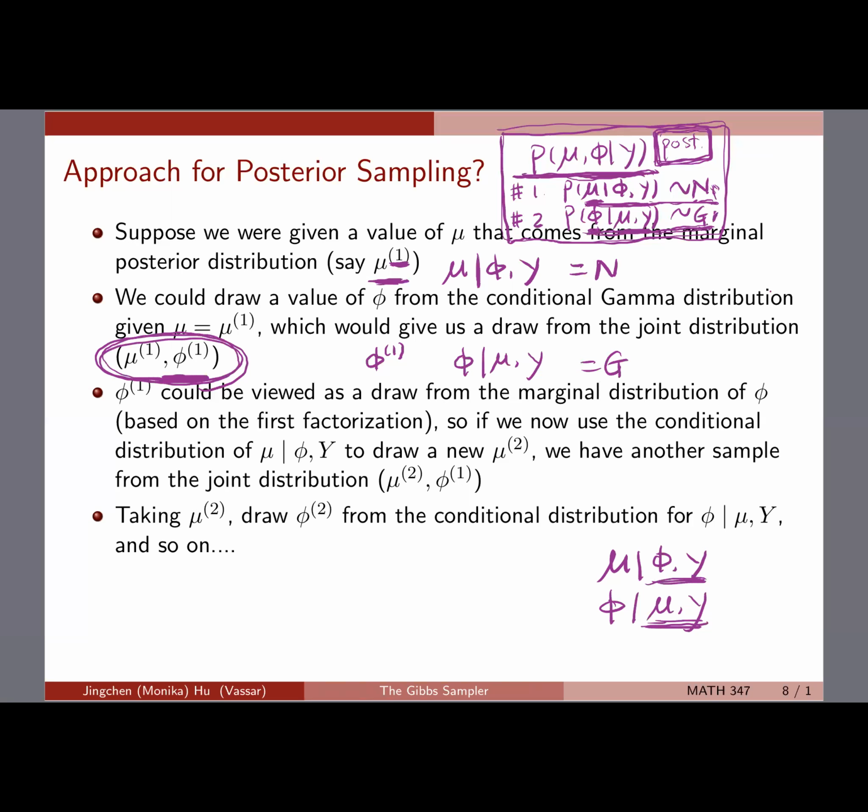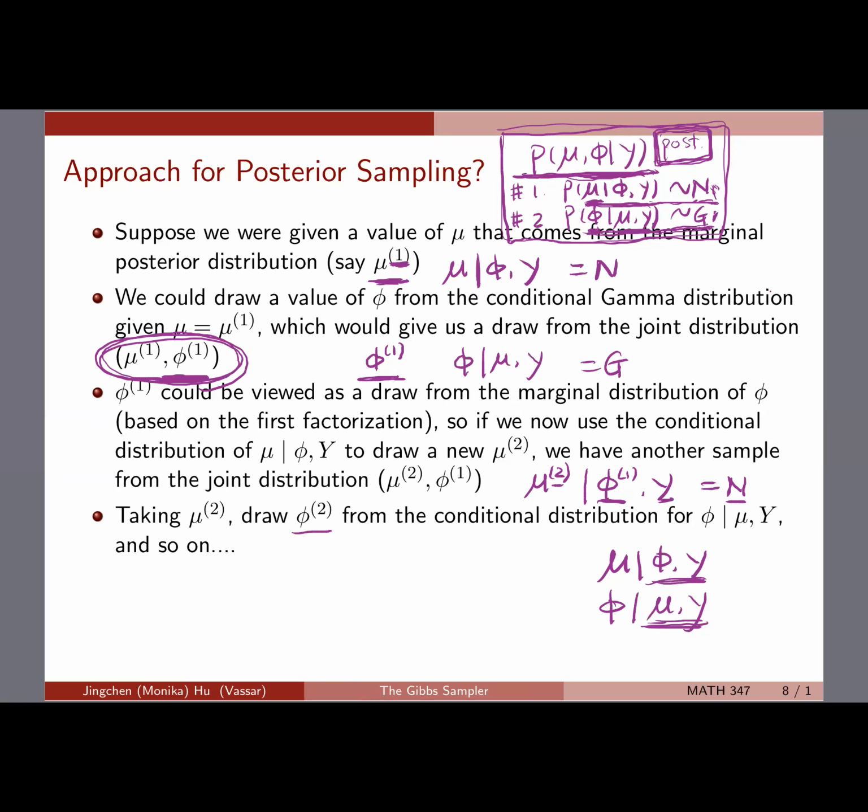So the next step, I would say, will be, now I have a draw of phi 1, I'm going to draw a new mu, which I call mu 2, and it's from phi 1 and y. Okay, so this is from the data, this is from the previous draw of phi, and that's because we know that mu given phi and y is a normal, so I'm gonna draw from that normal. And that will be my second draw for my mu, and then I'm gonna draw my second draw of phi, and I keep doing that.